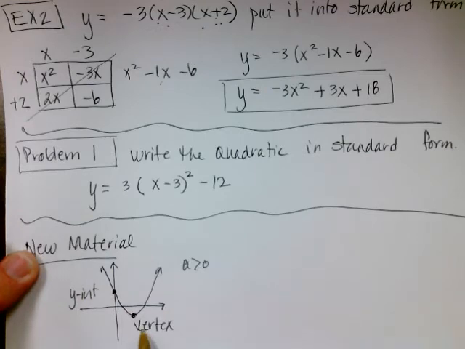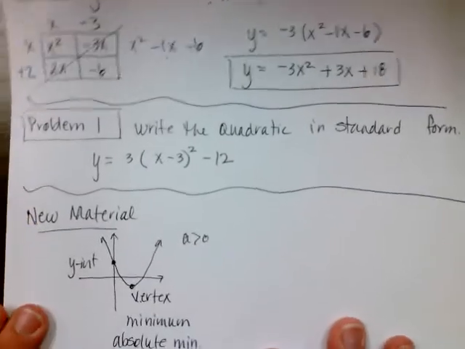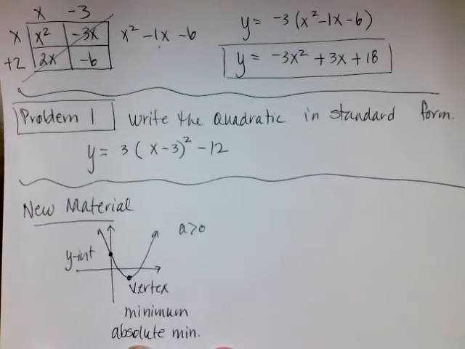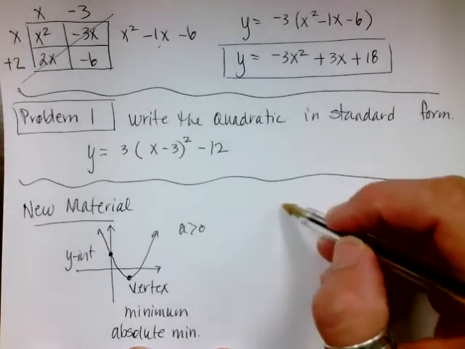The vertex becomes the lowest point on the graph, so we say that that is a minimum value, or you could say it's an absolute minimum, meaning that none of the values will go below that point. Okay, so that's if our A is positive and our parabola points up.